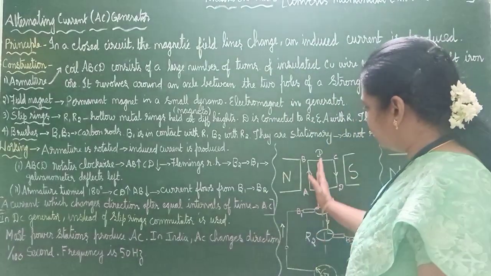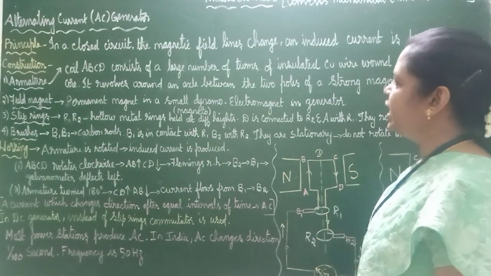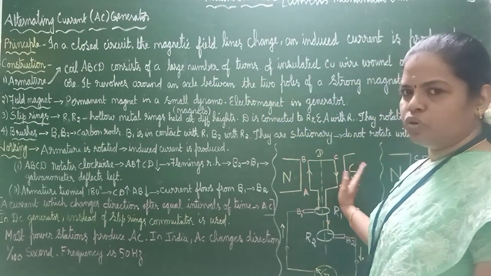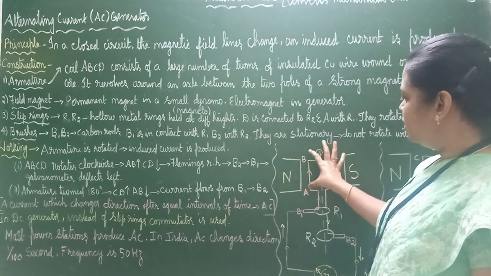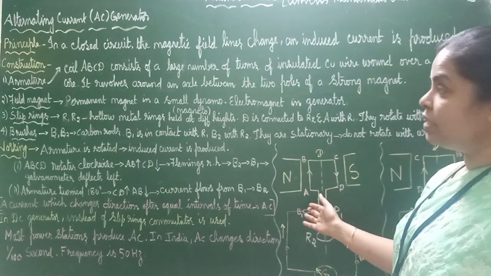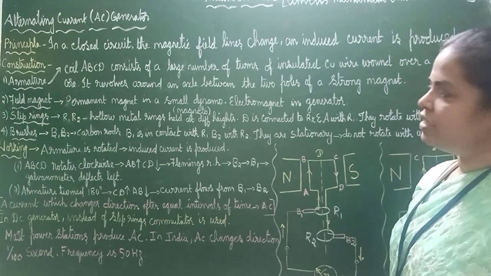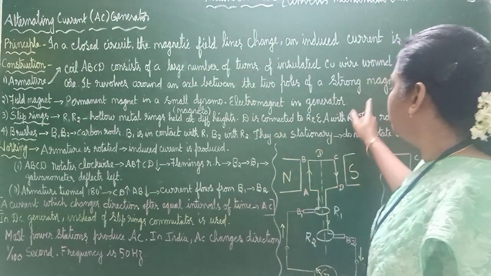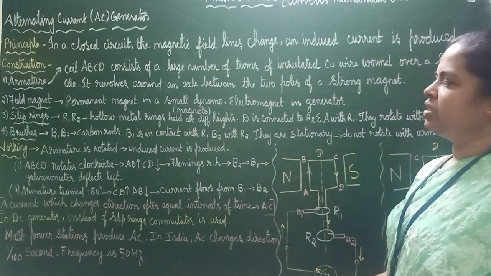One axle will be here in the middle. See, I have put a dotted line. It revolves around an axle between the two poles of a strong magnet. Both sides magnets are placed. So the armature is a coil named ABCD. It has a large number of turns of insulated copper wire on a soft iron core, and it revolves on an axle between the poles of the two magnets. This is the armature.